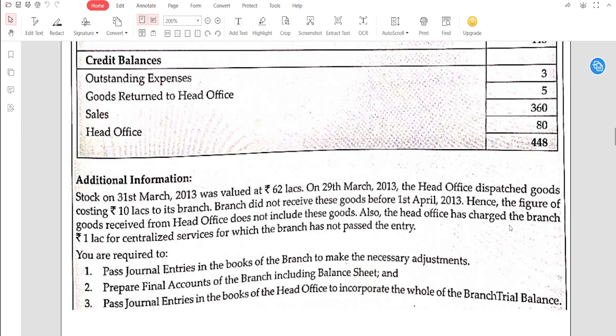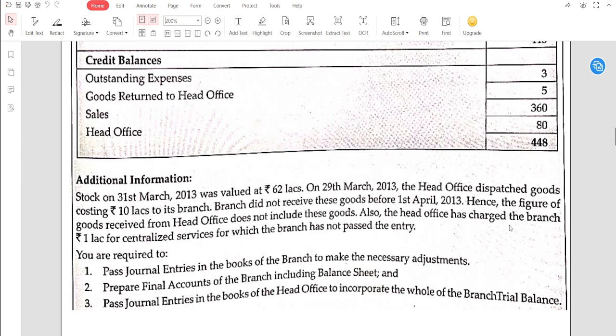Also, the head office has charged the branch rupees 1 lakh for centralized services for which the branch has not passed the entry. I am repeating again. So the head office has charged the branch rupees 1 lakh for centralized services for which the branch has not passed the entry.